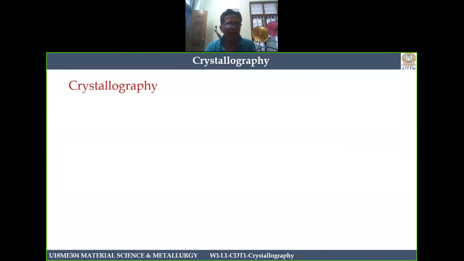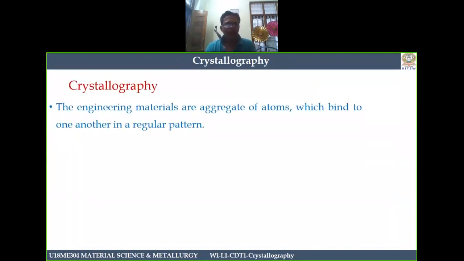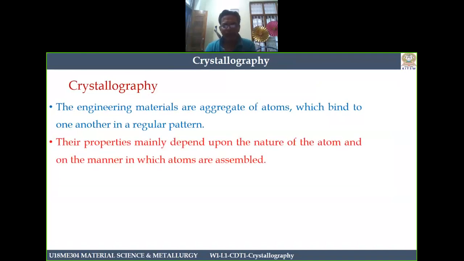Now we will see what is crystallography. Engineering materials are aggregates of atoms which bind to one another in a regular pattern. Their properties mainly depend upon the nature of the atom and on the manner in which atoms are assembled. You studied this in chemistry, but again we are revising here. So the mechanical properties, thermal properties, physical properties, chemical properties, all will depend on the nature of atoms and the manner in which they are arranged or assembled.